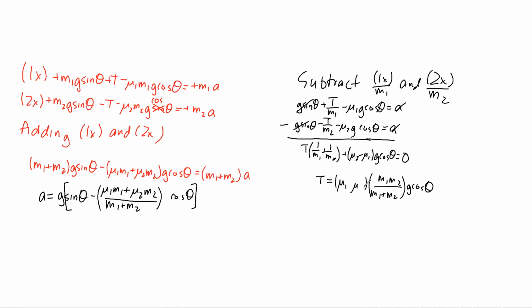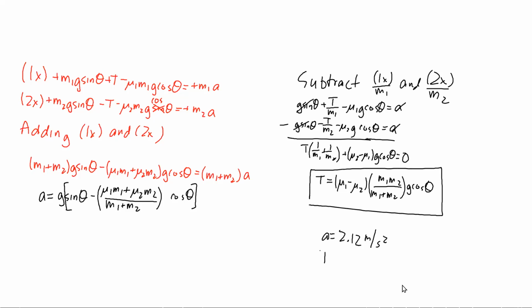mu1 minus mu2. And that, in a very overall way, is the expression for tension. For the specific numbers in the problem, a is 2.12 meters per second squared, and T is 0.61 newtons. Those are the answers for number 34.